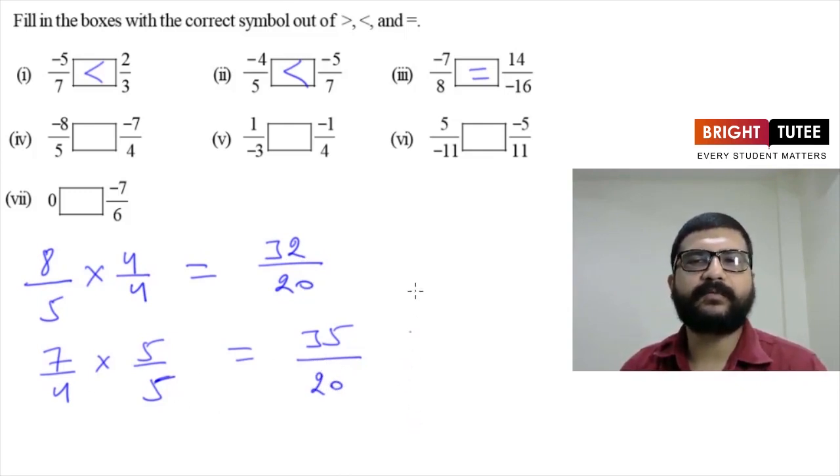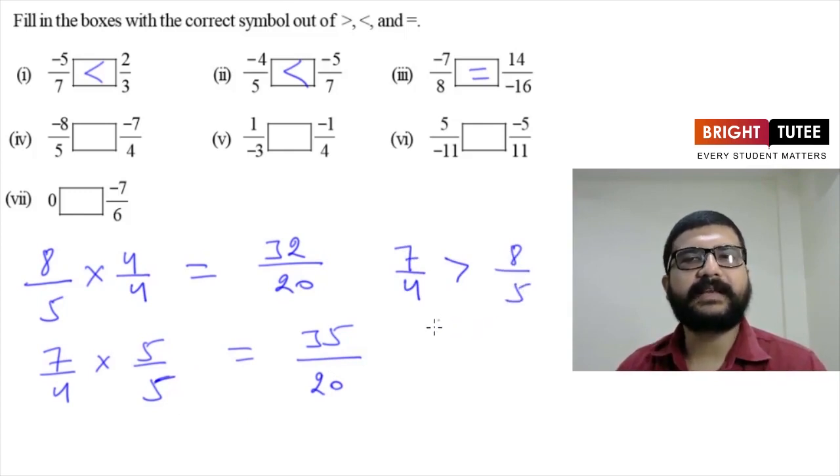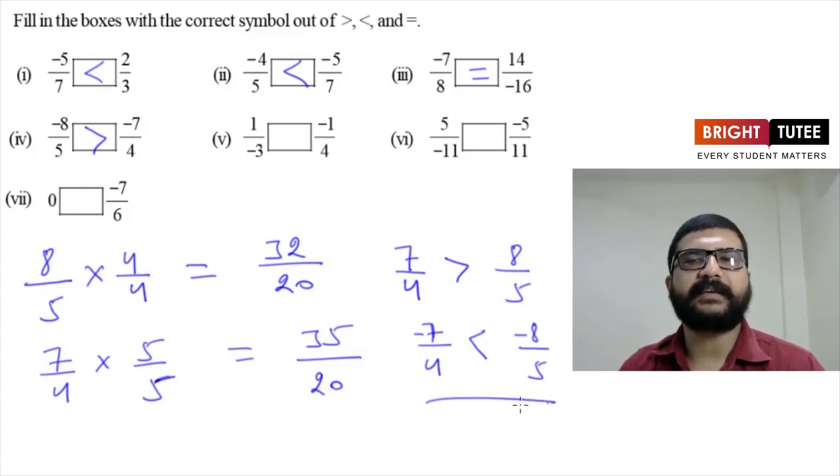So therefore 7 upon 4 is greater than 8 upon 5. So what can we say about minus 7 upon 4 and minus 8 upon 5? Minus 7 upon 4 will be smaller than minus 8 upon 5. So the sign here will be this one, because minus 7 upon 4 is less than minus 8 upon 5, as we have seen here.